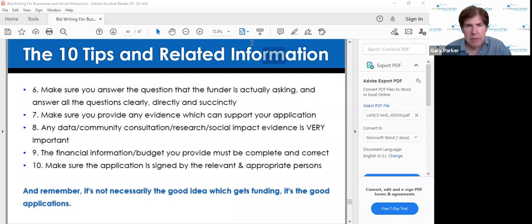Sorry about that. Okay, so we're going on to point 7. Make sure you provide any evidence which can support your application. So that could be research. It could be other information that you have already got from your own research, or it could be from partner organisations. You know, there are many sources of evidence you can cite, and any local, national reports, etc., etc.